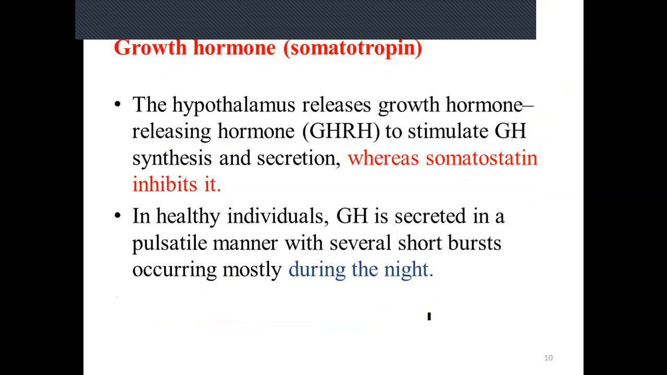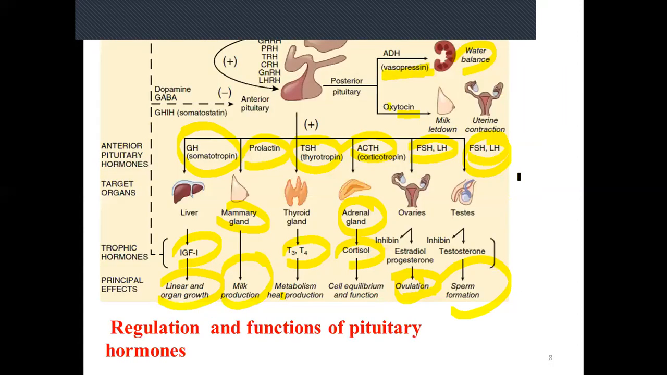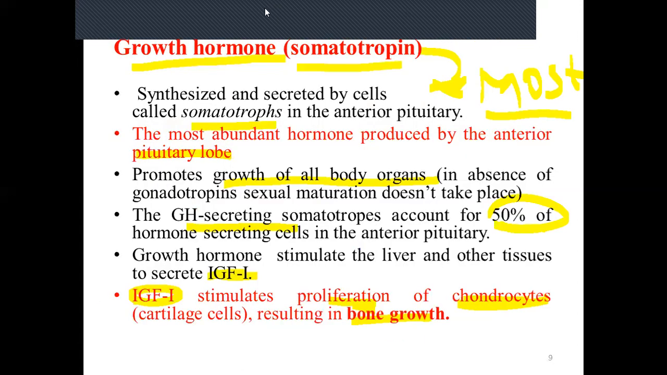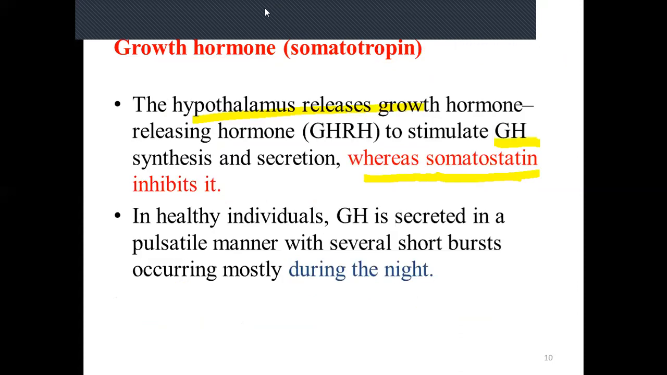This is under regulation. Remember, the regulation of growth hormone is mainly carried out from the hypothalamus. Growth hormone-releasing hormone stimulates growth hormone synthesis and secretion, whereas somatostatin will inhibit, as you have seen in the diagram. Somatostatin normally inhibits the release of growth hormone, and when there is an excess amount of growth hormone in the body system, they inhibit it. So that is how they are regulating it in the body system.